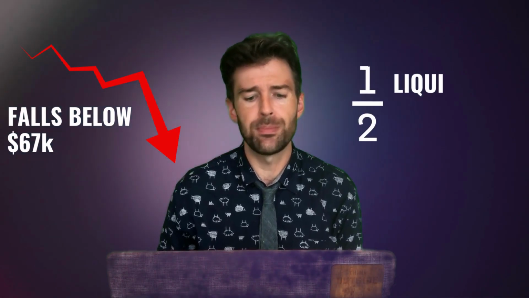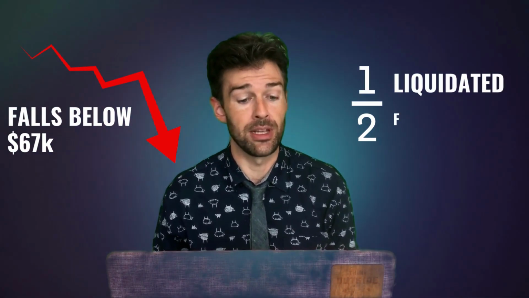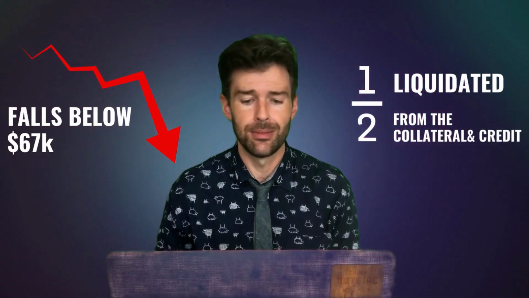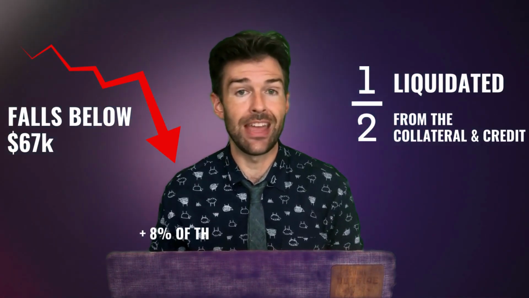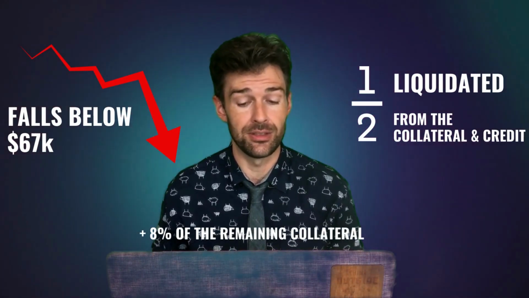If you are liquidated, an 8% liquidation penalty will also be applied to you, but never more than half of the collateral is liquidated in a single liquidation transaction. Let's say you deposited $100,000 as collateral in eGold and took a $50,000 loan in BUSD. The value of the collateral falls below $67,000. Half of your position will be liquidated, both from the collateral and from the credit. Plus, you will be charged a penalty of 8% for the remaining collateral.